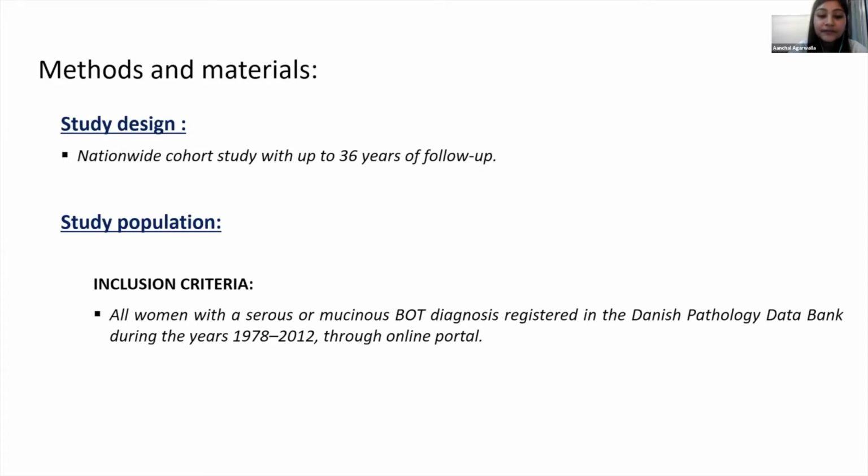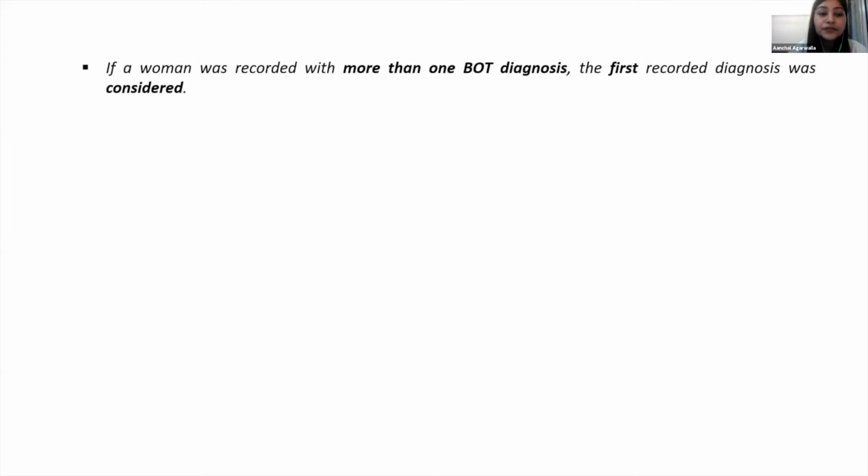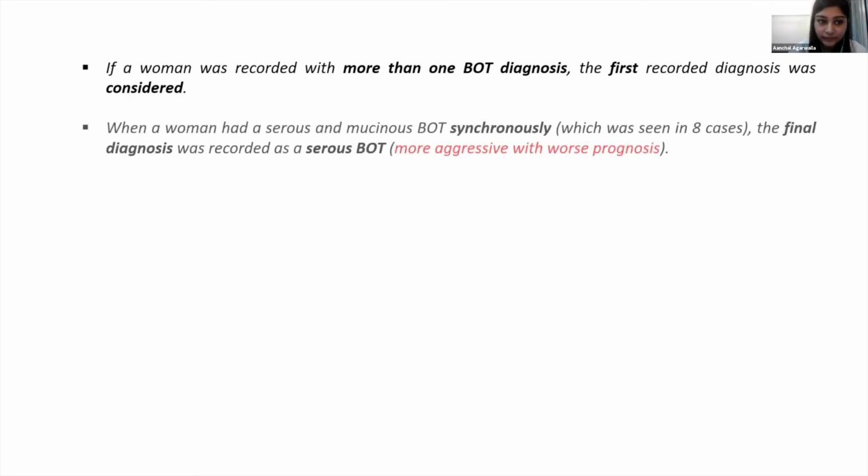All the women with a serous or mucinous borderline tumor diagnosis registered in the Danish Pathology Data Bank during the years 1978 and 2012 through the online portal were included in the study. If a woman was recorded with more than one type of borderline diagnosis, the first recorded diagnosis was considered.